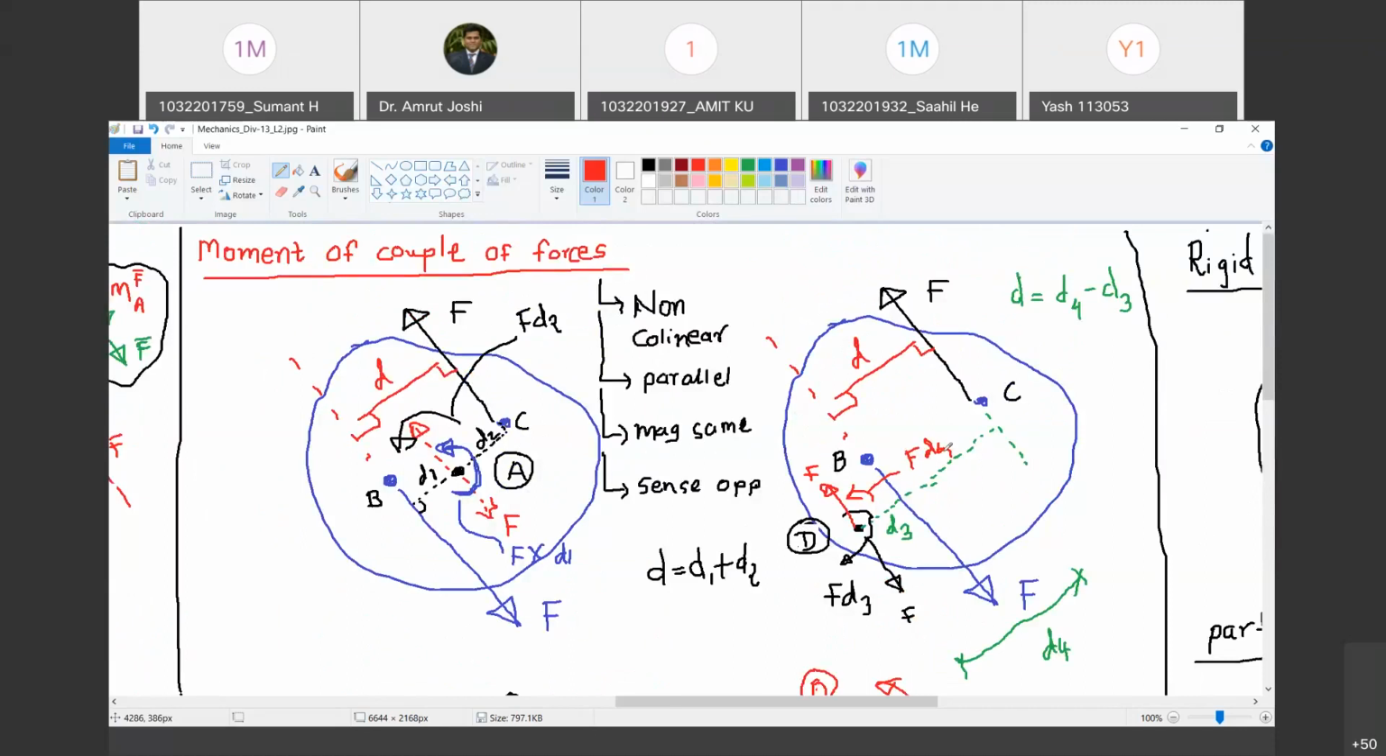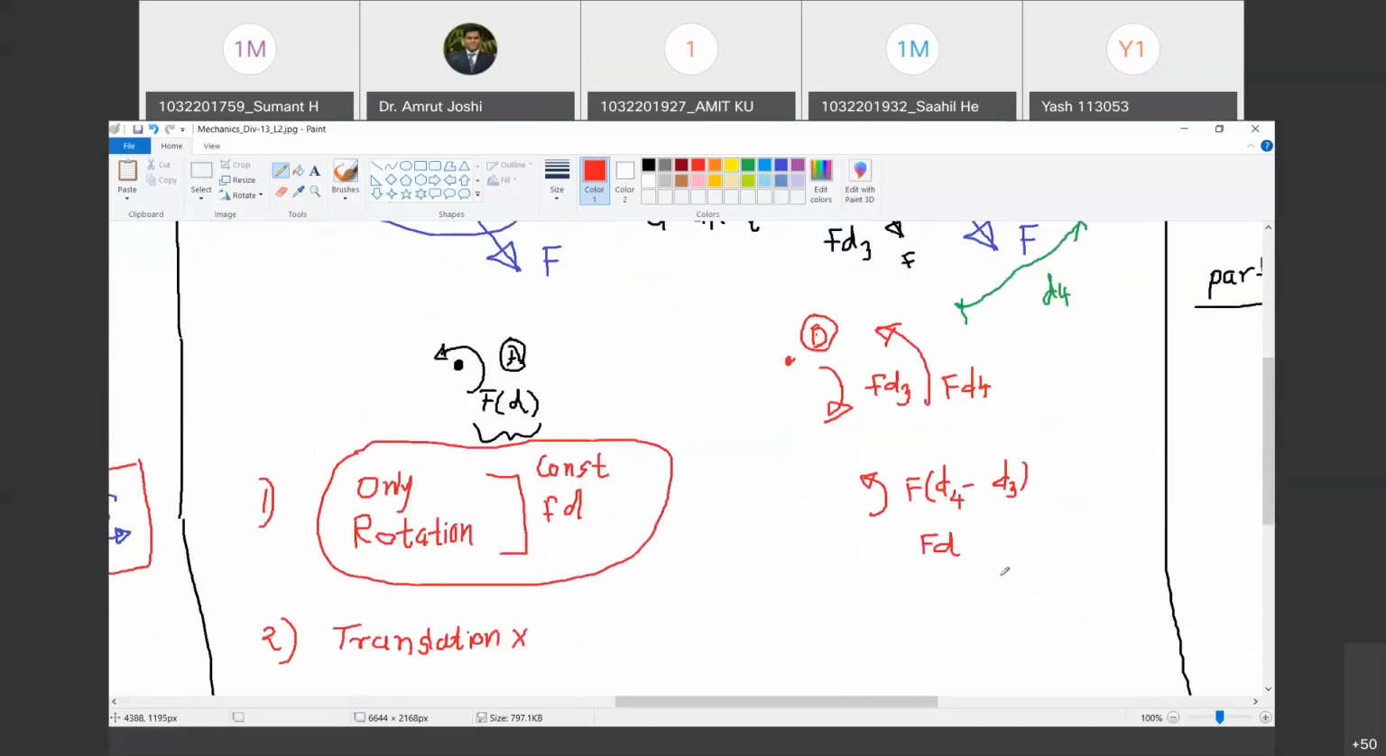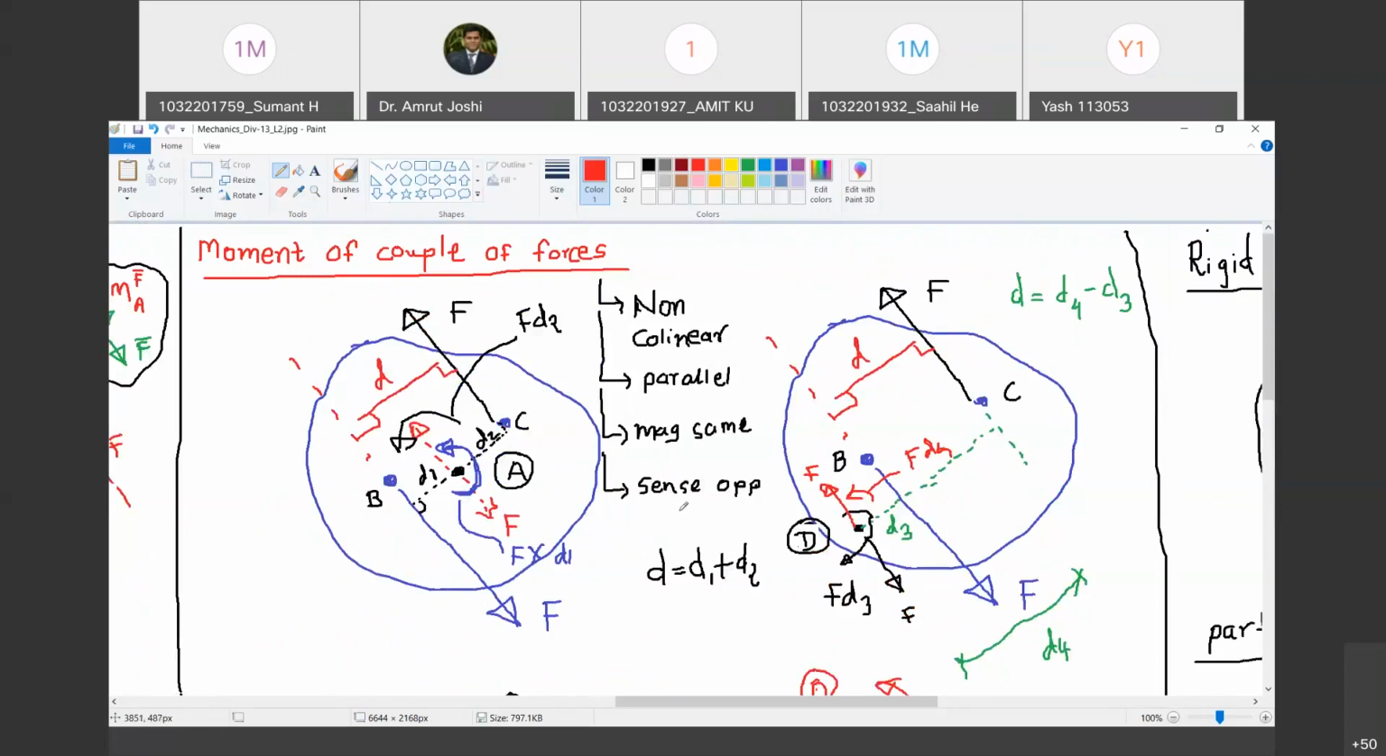So for moment of couple of forces to exist, what are the conditions? You should have two non-collinear parallel forces having opposite senses but same magnitude acting on a body, and then it produces same effect on all points of the body, and that effect is only moment, no unbalanced force. Therefore we can say that couple moment or moment of couple of forces can be transposed anywhere on the body. Do you understand what I am saying?